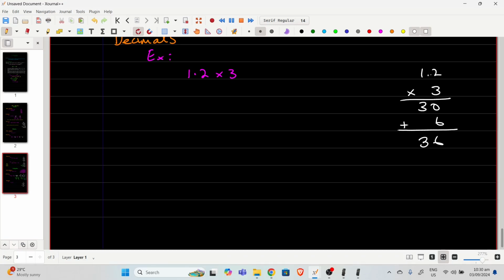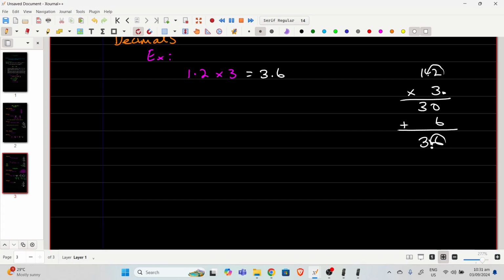And we're seeing how many spaces the decimal point moved. So the decimal point is one space this way, and for the 3 the decimal point would be here, so there's 0 spaces this way. So 1 and 0 is 1, so we just move it 1 this way, and you get 3.6. All right, so the answer for this is 3.6.